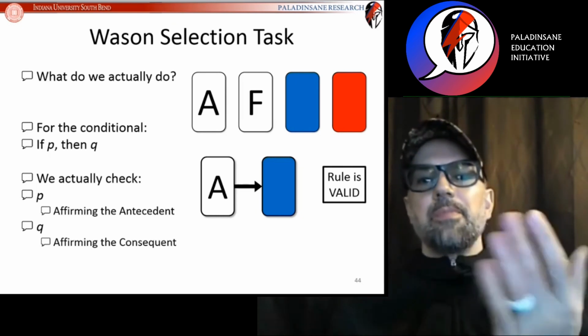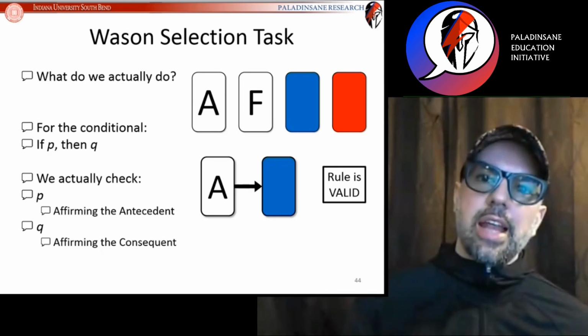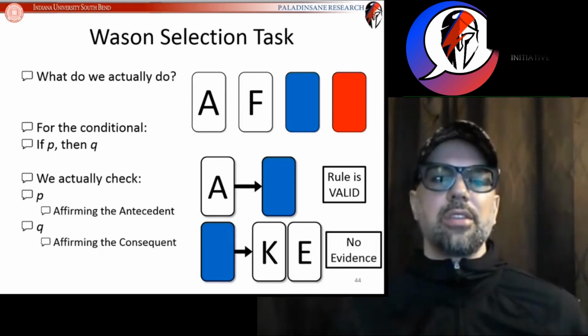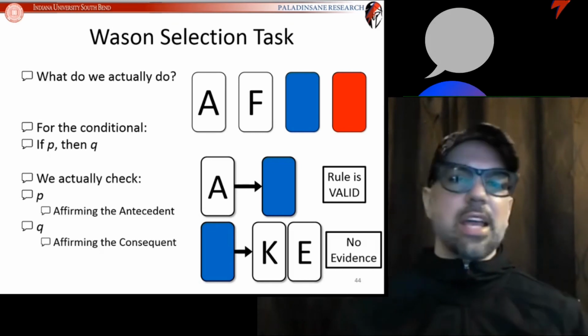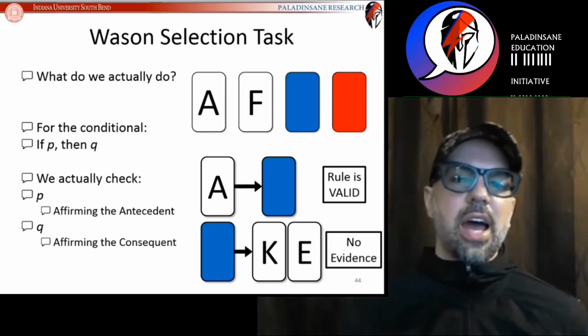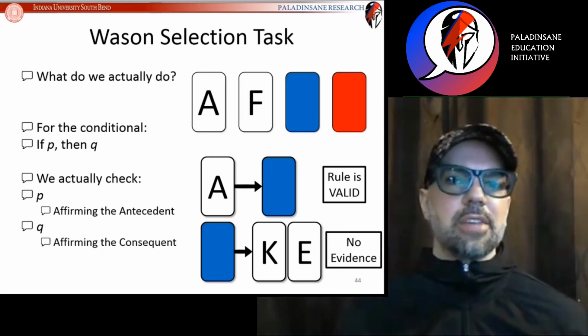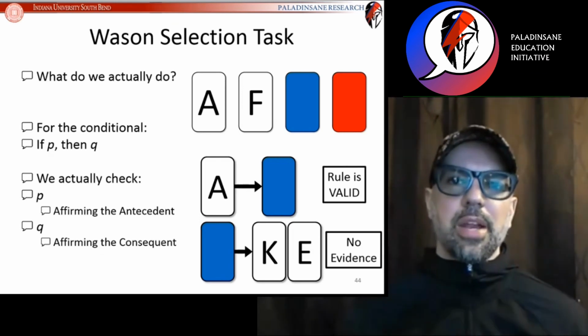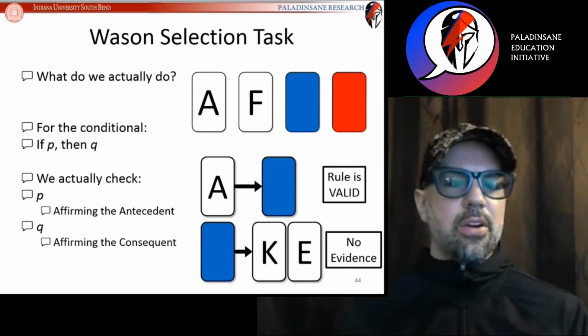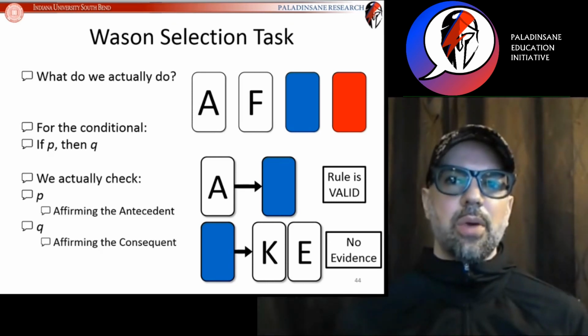So in this, if it has a vowel on one side, it has to be blue on the other. We tend to fall for the trap of checking the blue card. And again, that gives us no evidence, because if we flip it over, regardless of what's on the other side, it doesn't matter. It gives us no evidence whether the argument has been followed, because this is an invalid argument. K or E is not locked in either way.